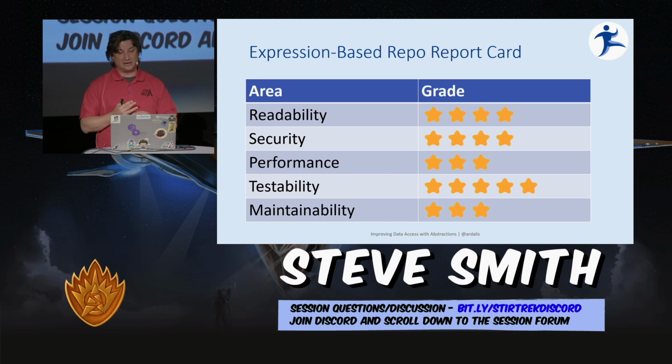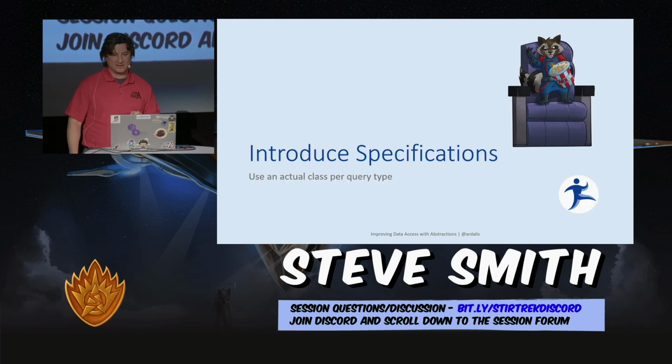The readability is a little better. Maintainability is okay. We don't have the data everywhere, so it went from a 2 to a 3, so it's a little bit better. Let's talk about a new pattern that we can introduce that makes this even better. The pattern that I really like to use in this case is something called specification.